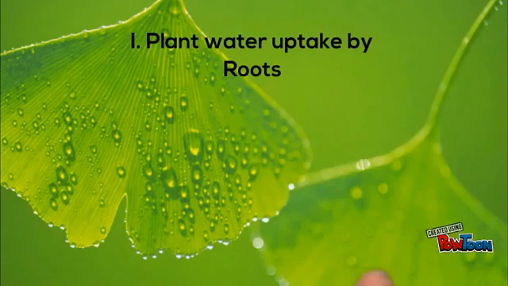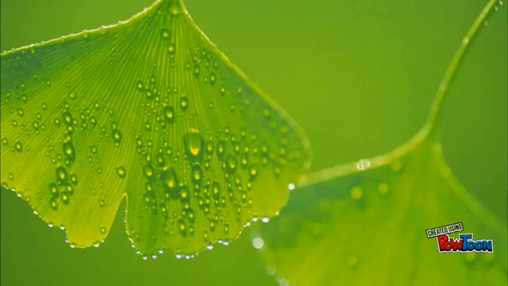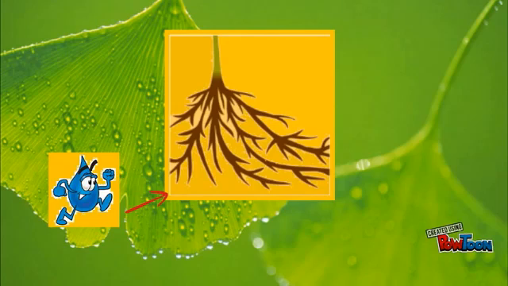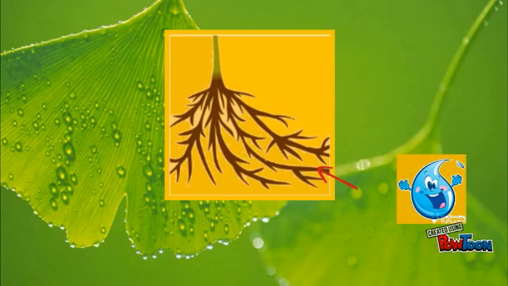First one is plant water uptake by roots. When considering plant water uptake, most of the plants absorb water from the soil solution through their root hairs. The cells in roots are completely permeable to water.